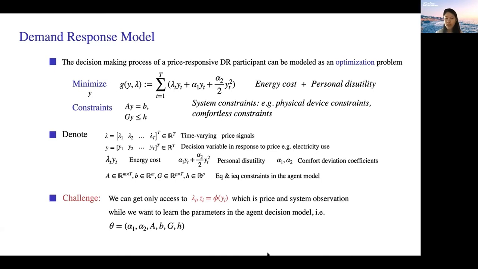The challenge is that we denote Y as a decision variable and Z as the mapping of the decision variable, which is the system observation, and lambda is the price. We can only get access to lambda and Z, while we want to learn all the parameters in the agent decision model, that is alpha 1, alpha 2, and A, B, G, H.